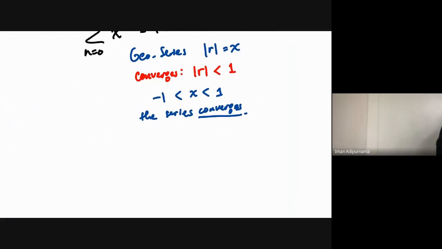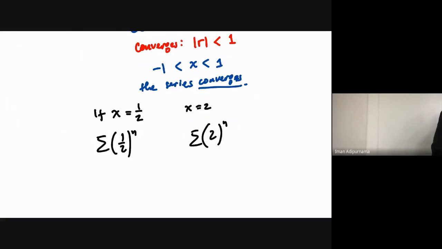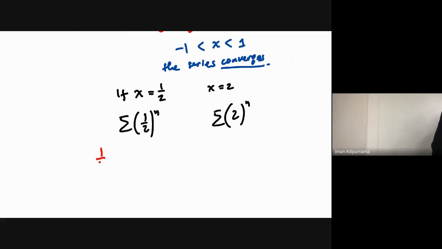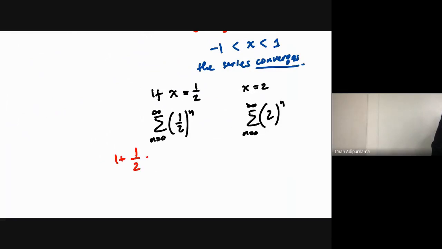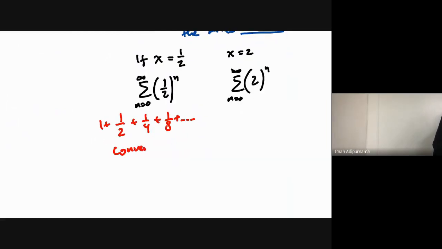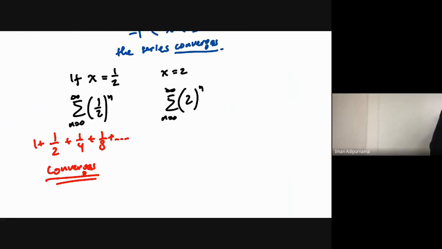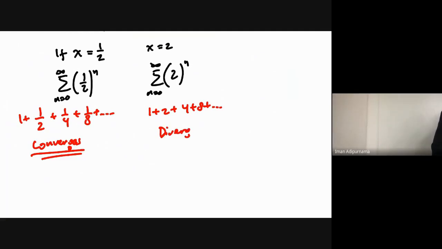Let's say we have this power series, and take x equal half and x equal 2. This will be half to the n, and this will be 2 to the n. The half one starts from 0, so this will be 1 plus half plus 1 over 4 plus 1 over 8 plus dot dot dot. And we know that this is converged, right? We already discussed this at the very beginning of the class. And here we have 1 plus 2 plus 4 plus 8, and it will be increasing and increasing, and it will diverge. Okay.